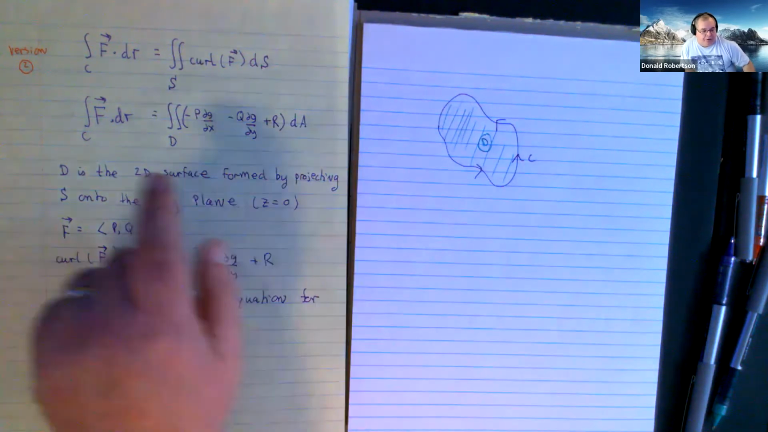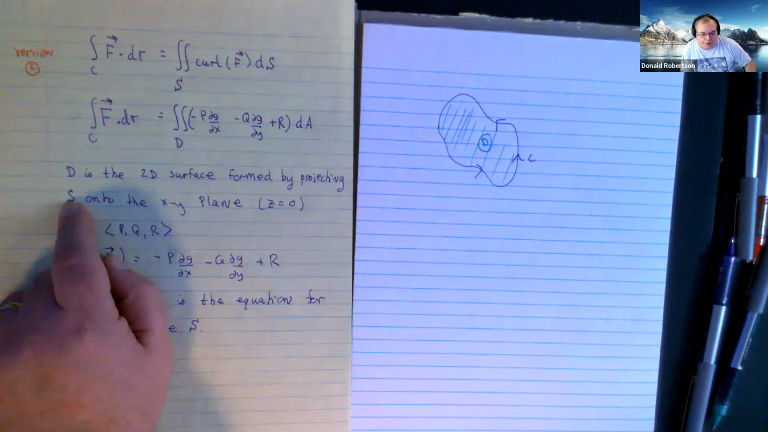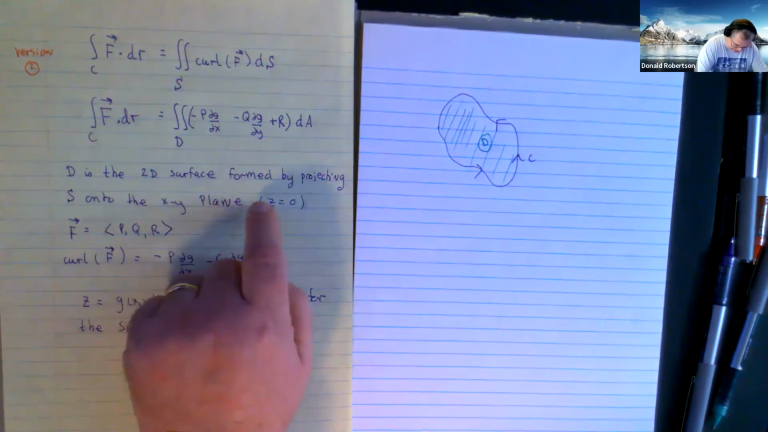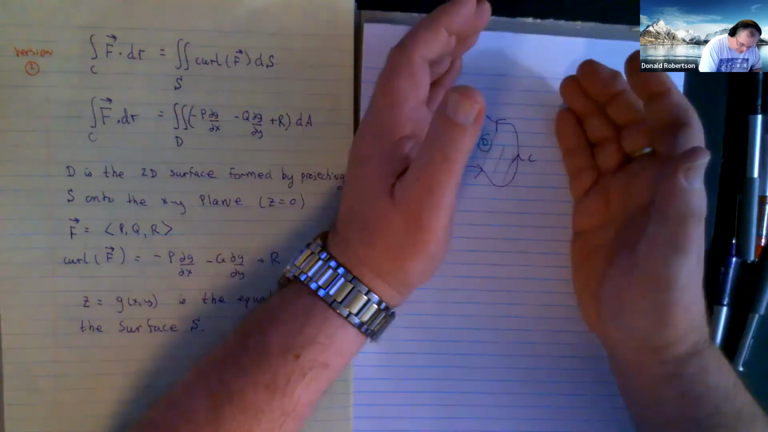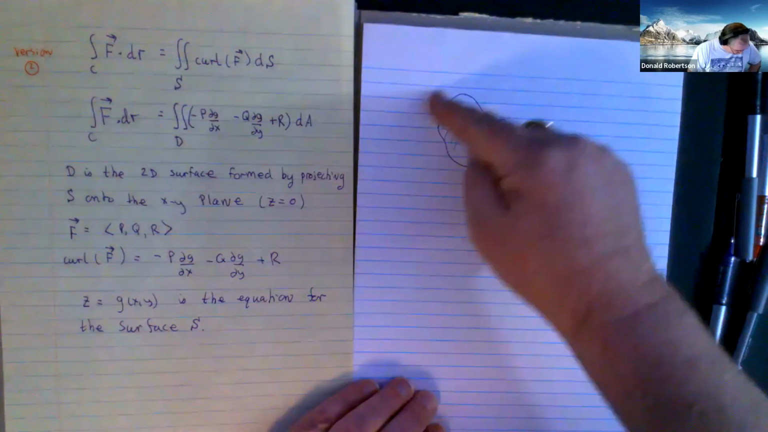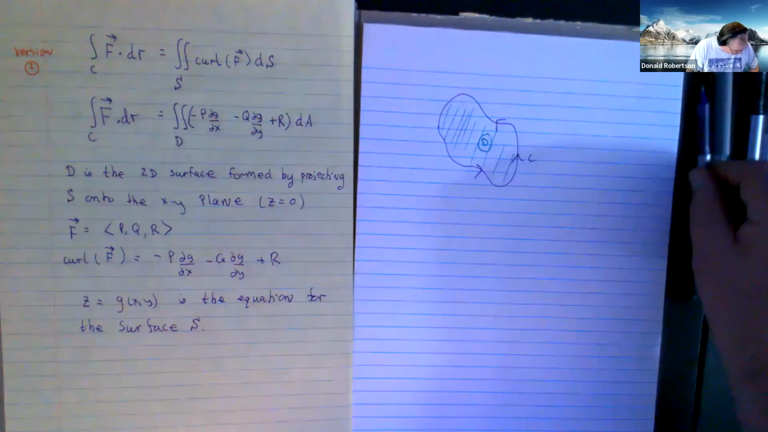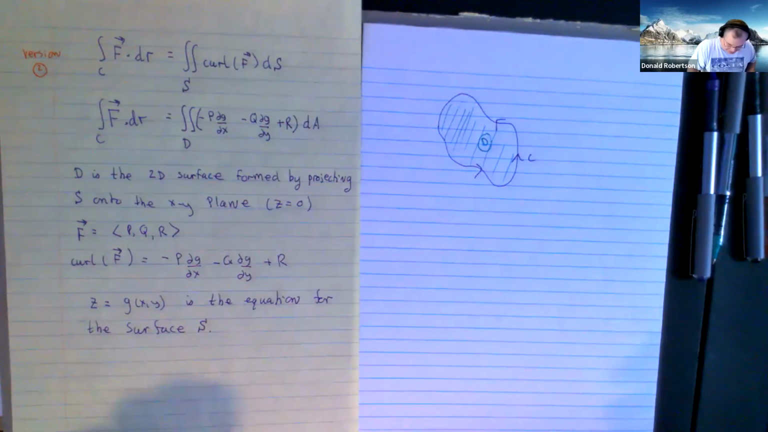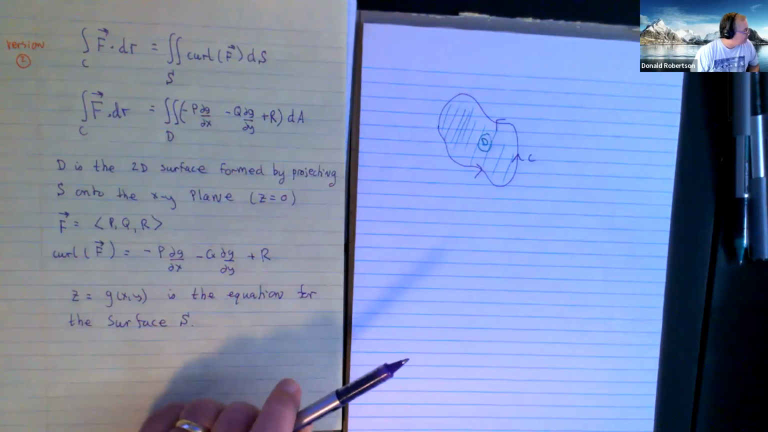D is a two-dimensional surface formed by projecting S onto the XY plane. So you might have a surface up the top here, but when you hit it on the floor, it turns into this guy. So that's how we get it into a two-variable world. And that's obviously what the curl of f is. So let's find our first example of that.